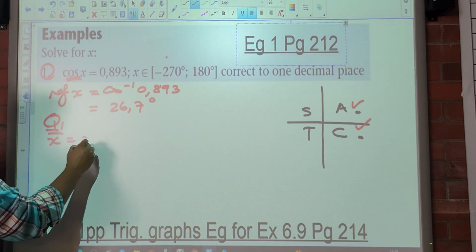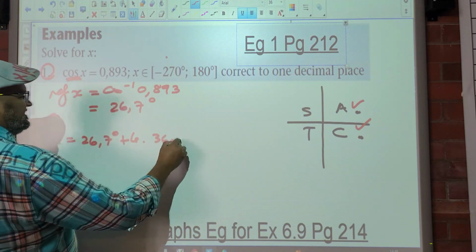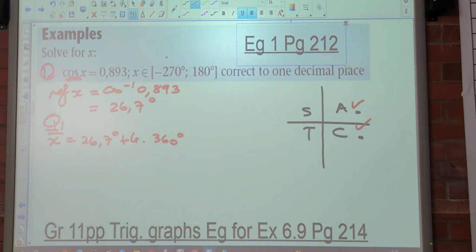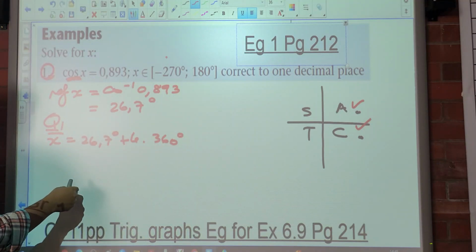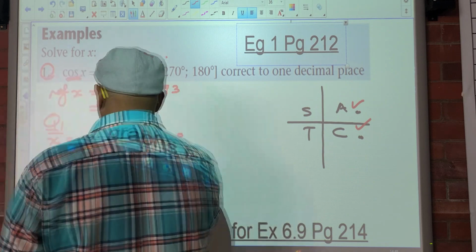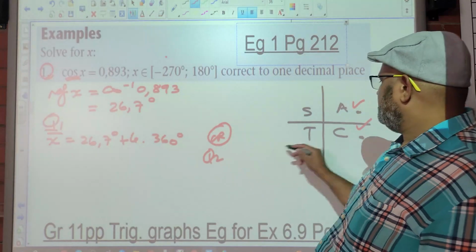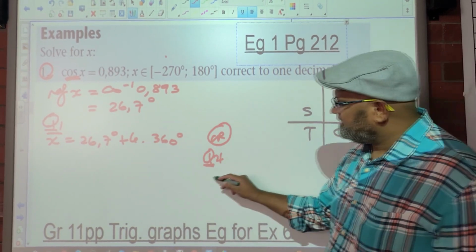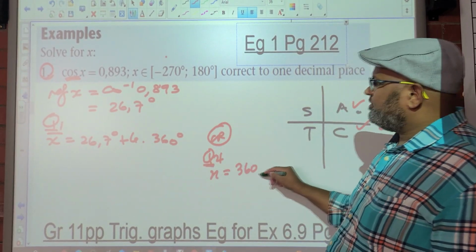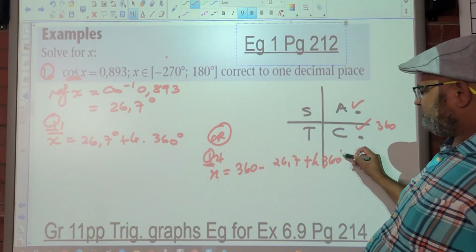So x is equal to 26,7 degrees plus k times 360 degrees. Why? Because the time taken to complete one full cycle on the cos graph is 360 degrees. So that solution is repeated every 360. Alright, so there's nothing we need to do there. Or in quadrant 4. How do we get into quadrant 4? 360 minus. So x is equal to 360 degrees minus 26,7 plus k times 360.